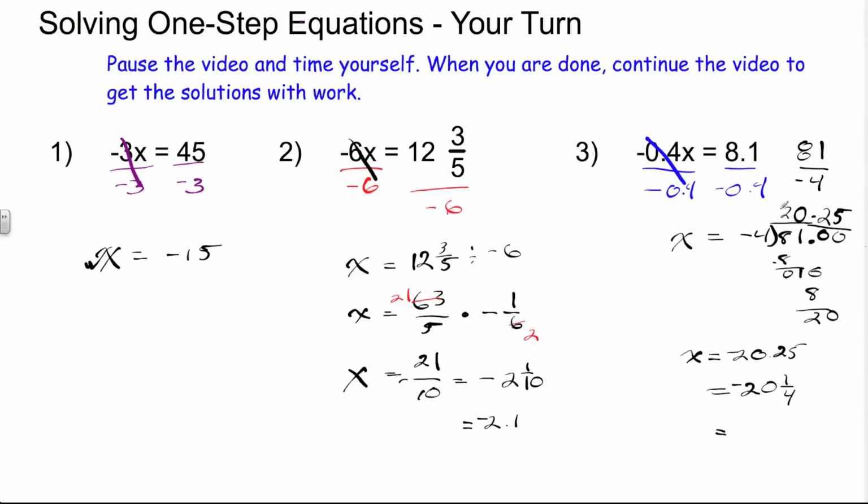Or as I had up here initially, negative 81 over 4. So either one of these would be an acceptable answer.